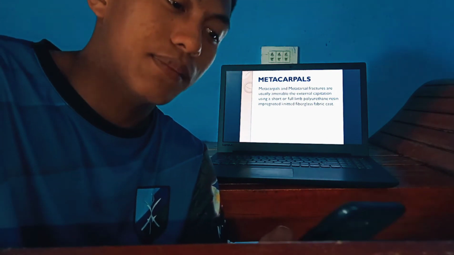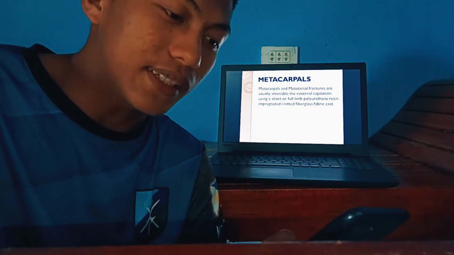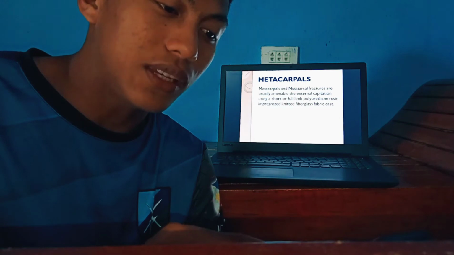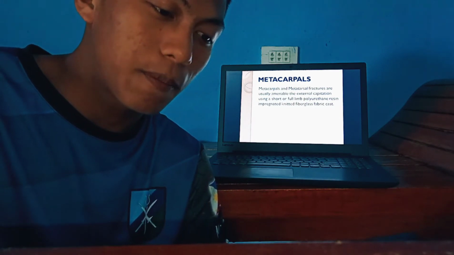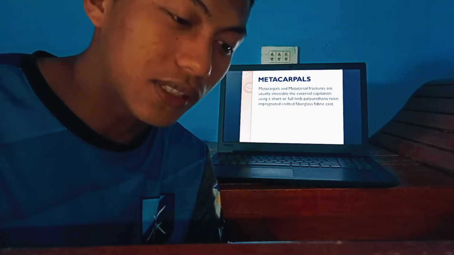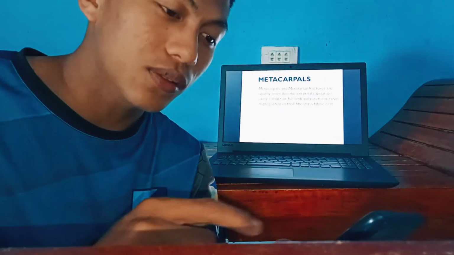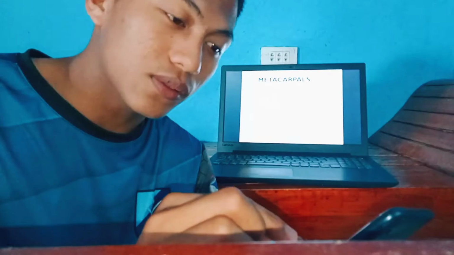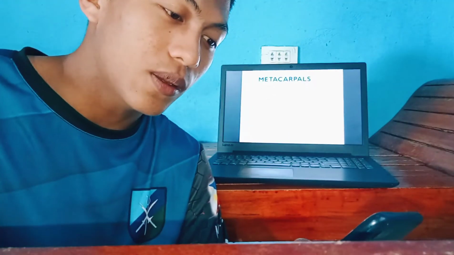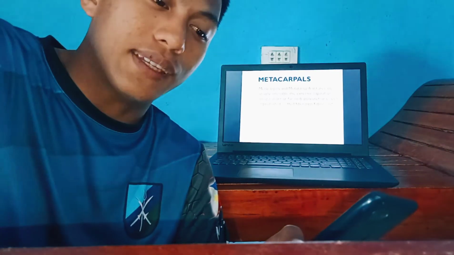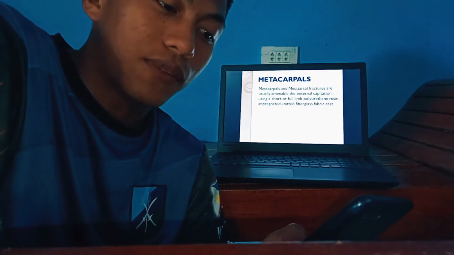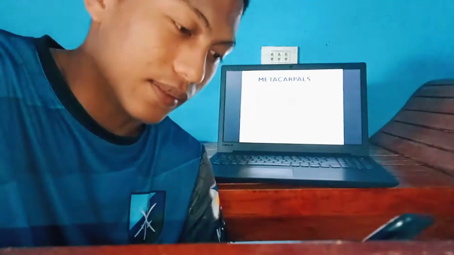Metacarpals and metatarsals. Fractures are usually amenable to external coaptation using a short limb or full limb polyurethane resin impregnated fiberglass casting.